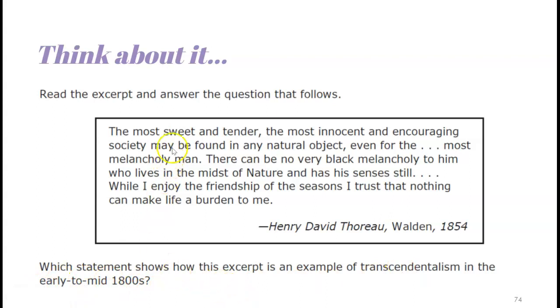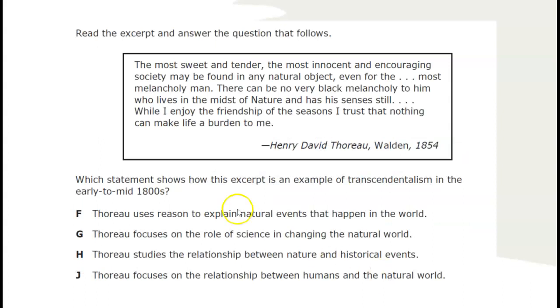Which statement in the excerpt shows this is an example of transcendentalism in the early to mid 1800s? Well, I start at the bottom. Thoreau focuses on the relationship between humans and the natural world. That could be a possibility. Thoreau studies the relationship between nature and historical events. Could be. Thoreau focuses on the role of science in the changing natural world.